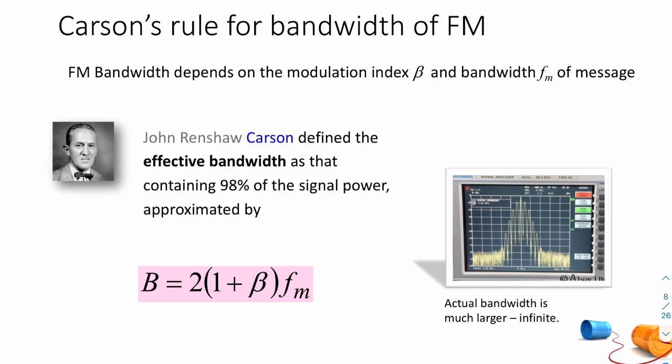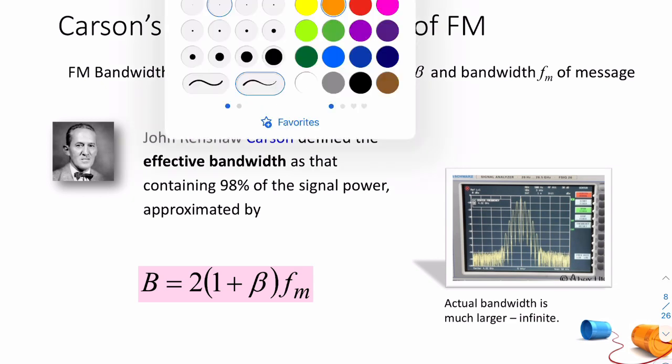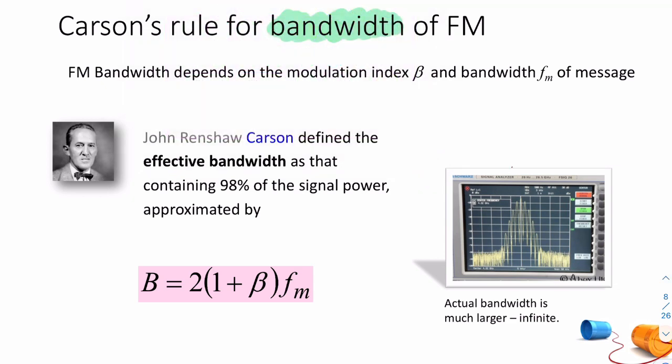Now, in AM, whether it was DSB or SSB, we always knew what the bandwidth was. It was either twice fm or 1 times fm or something between 1 and 2. But for FM, it's less easy to calculate the bandwidth. So whenever we talk about FM bandwidth, we're always estimating, because the actual bandwidth is infinite. So if you were to plot, this is a spectrum analyzer, this is a frequency analyzer, spectrum analyzer, signal analyzer, network analyzer, they all mean the same thing. So this is the frequency axis.